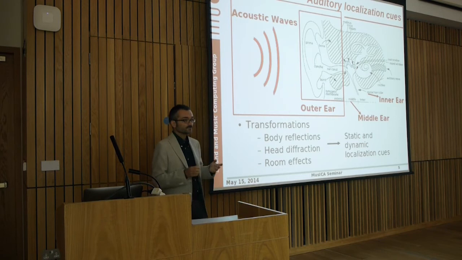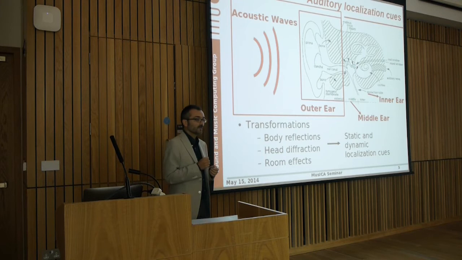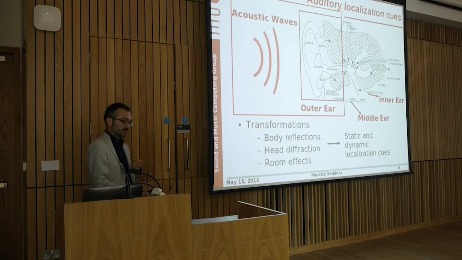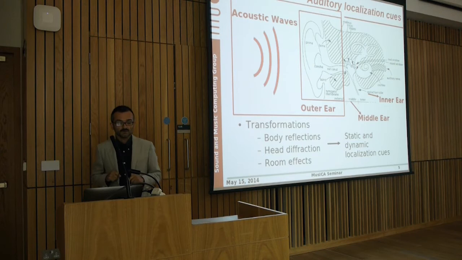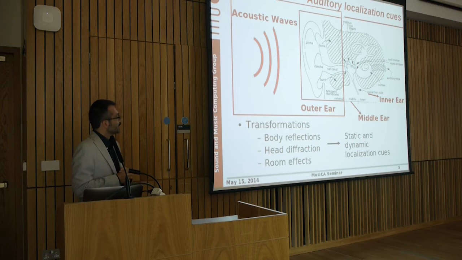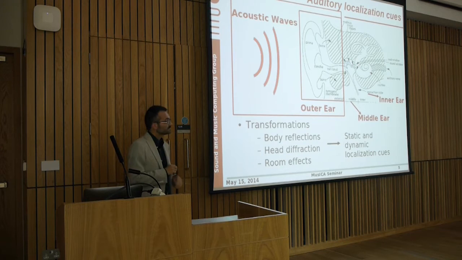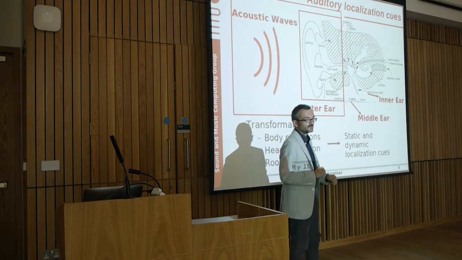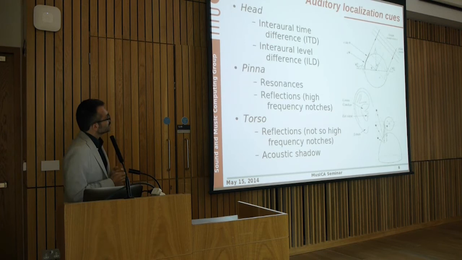So basically our head acts as a diffractor for the sound. Our body, also the torso and the shoulders, add some reflections to incoming rays, or can add some acoustic shadow if the sound is coming from below. And the pinna, the external ear, also adds reflections due to its contours, and resonances, because this is a small resonator. And then, of course, the indoor environment where we're staying also has a role in this. All these parts of our body create the information that we exploit in the successive steps of processing, which I'm not dealing with, to infer the position of the sound coming to us.